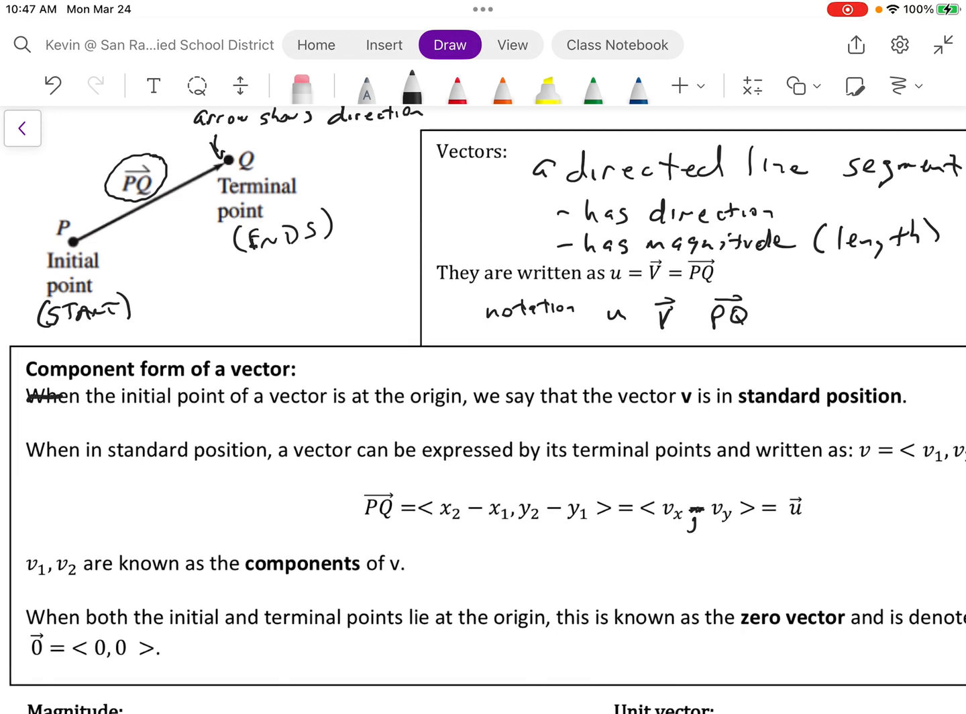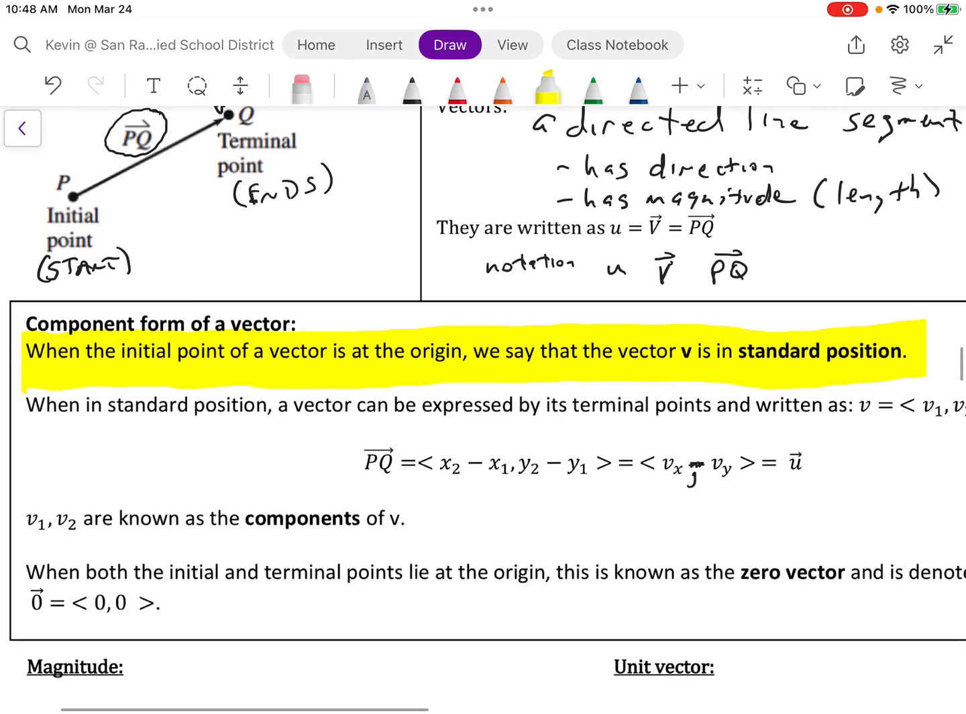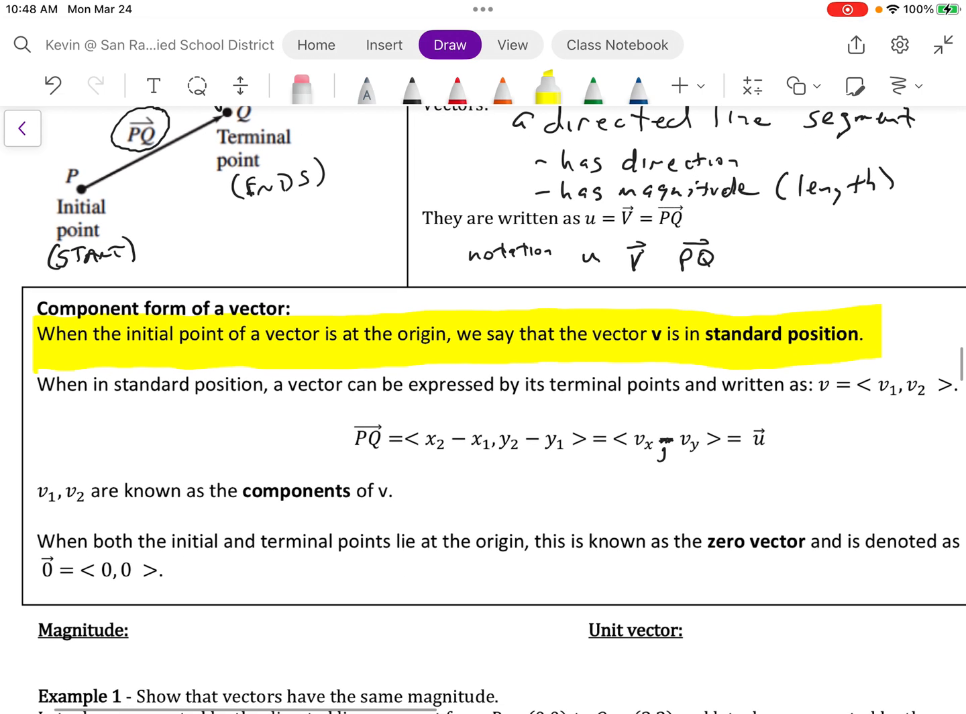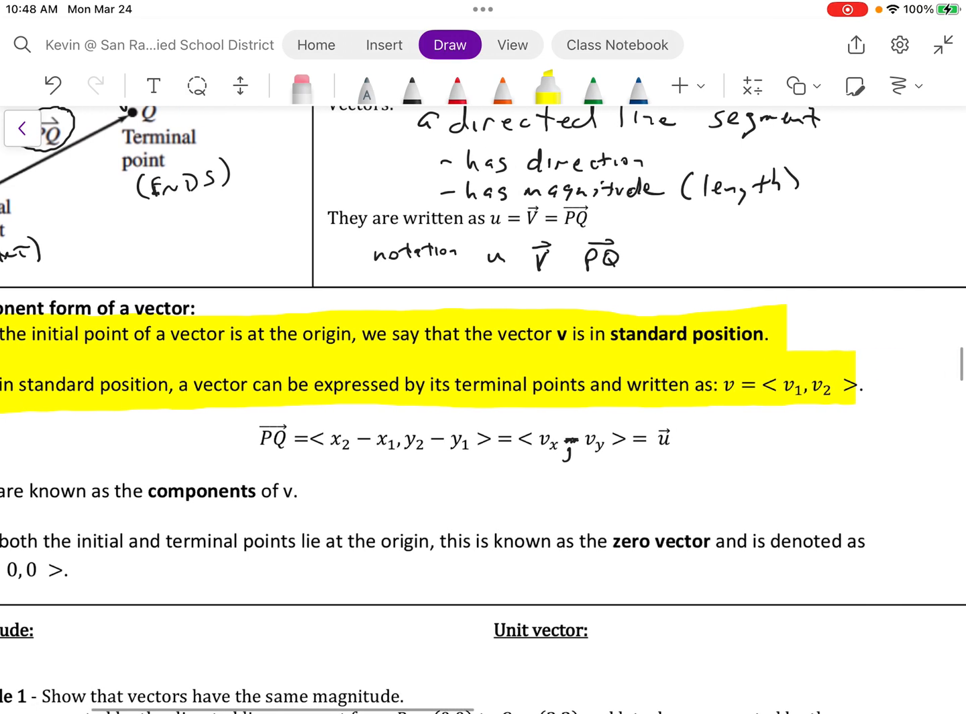When the initial point of the vector is at the origin, we say the vector is in standard position. So if it's at the origin of a coordinate plane, that's standard position. When in standard position, the vector can be expressed by its terminal point, written as v equals ⟨v sub 1, v sub 2⟩. So what does that mean?